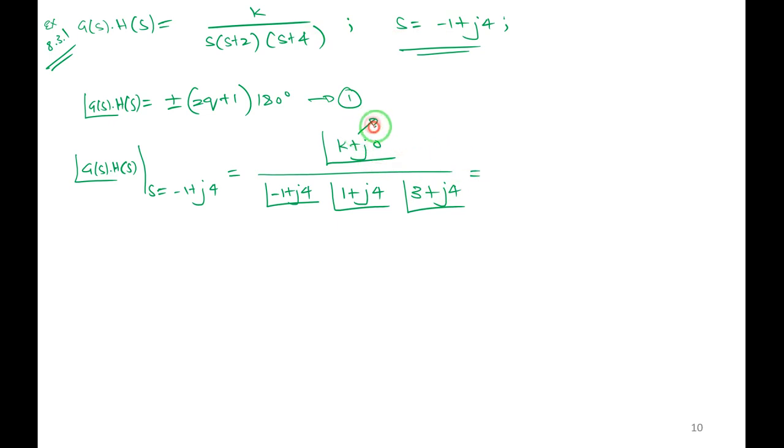The angle for k plus j0 we already know: it lies on the positive axis, so it is 0 degree. Let me come to minus 1 plus j4. What is the angle of this? I want to calculate the angle for this. The point minus 1 plus j4 comes somewhere here. Let me mark it on the sigma j omega plane, somewhere here. So this is minus 1 plus j4.